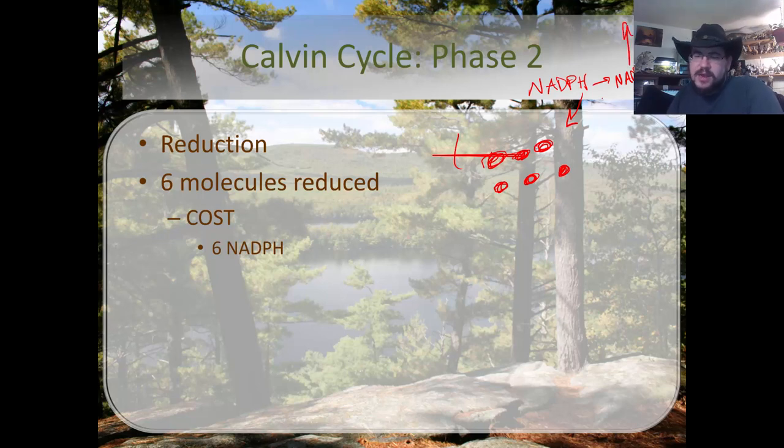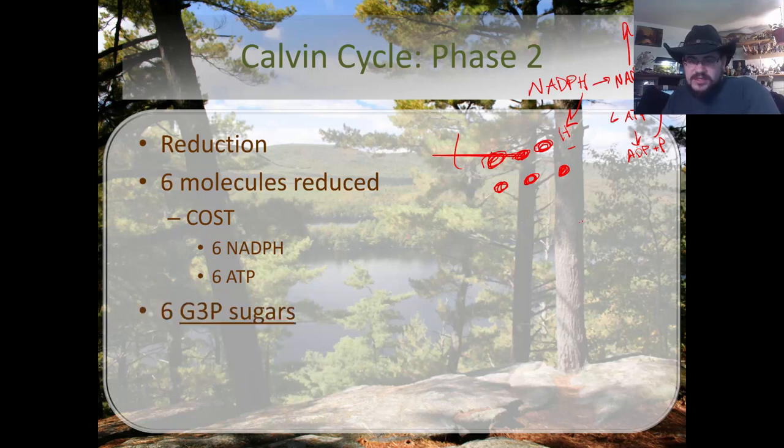That goes back to the light reactions, right? So we bring in our hydrogen to add, to reduce, and we need to burn 6 ATP to do this. And then we'll produce our ADP plus P, and that goes back to the light reactions. And the ultimate result of this is 6 G3P sugars. Not glucose, but G3P.